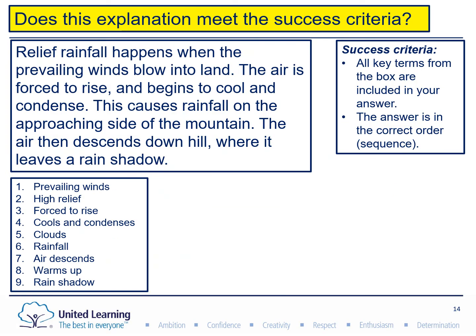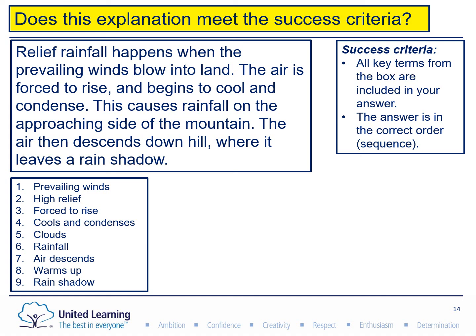So let's have a look then at this example. Does this explanation meet the success criteria? Now I can tell straight away that this does not. It's not long enough. All right, guys, so you've got 3 types of rainfall to explain. And this doesn't look like it's answered all 3. But let's have a look.